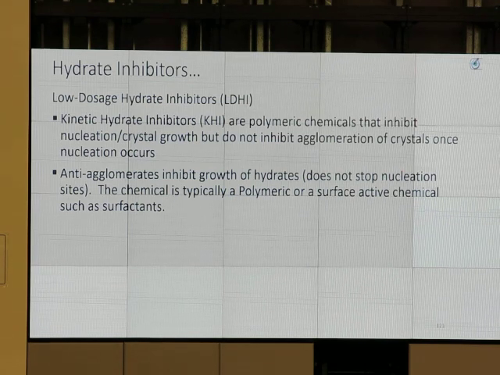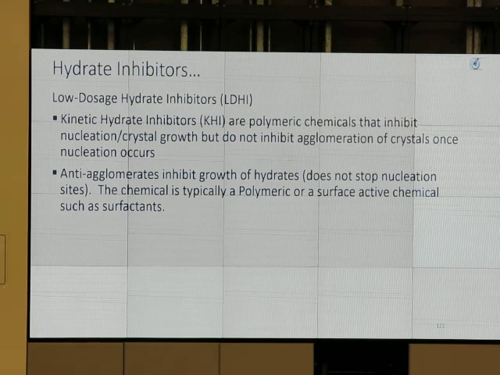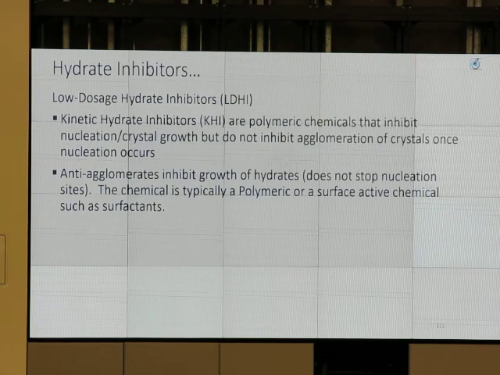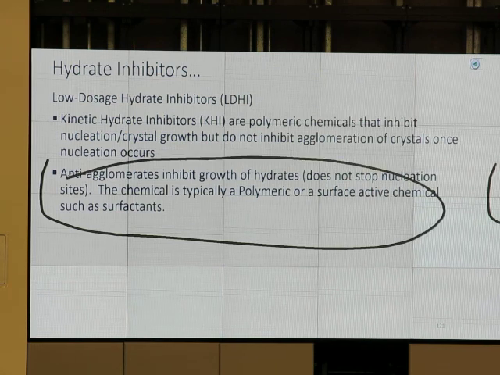Anti-coagulant inhibits the growth of the hydrate but does not stop nucleation. So with anti-coagulant, we let it form, but it doesn't get together and it doesn't block the pipe. So these two are not quite promising. Why are they not quite promising? This one, we let it form.